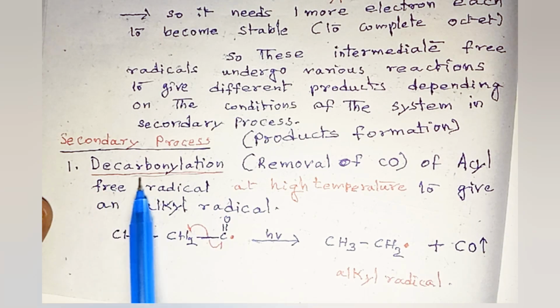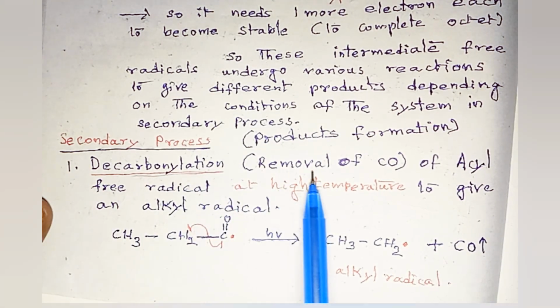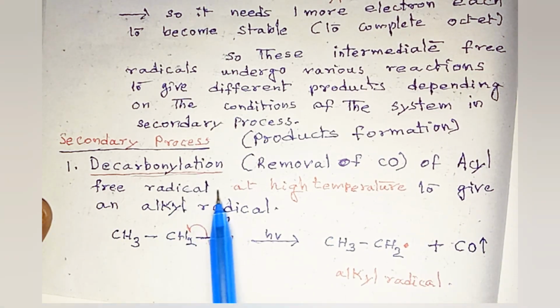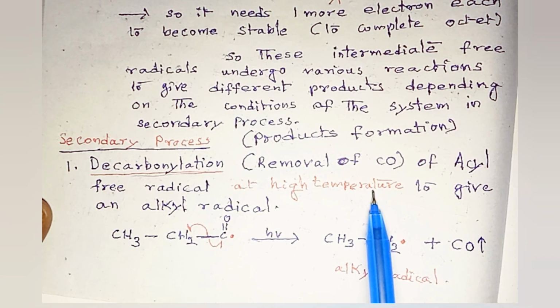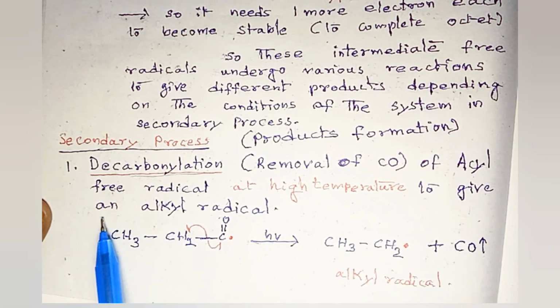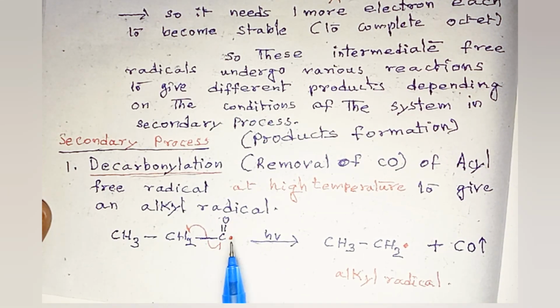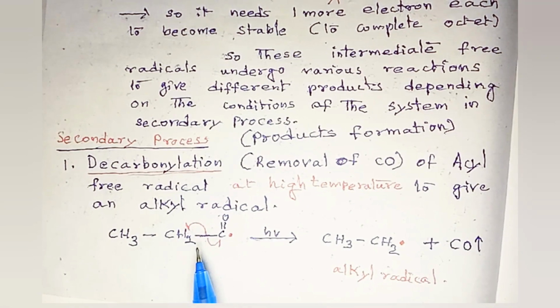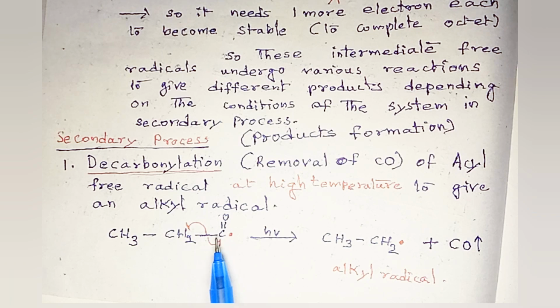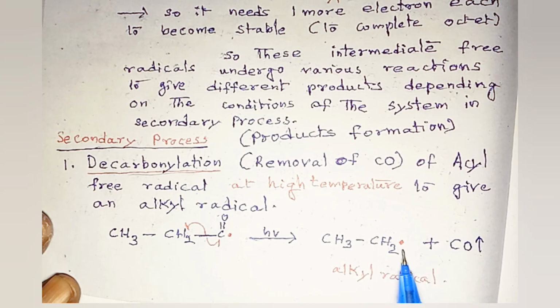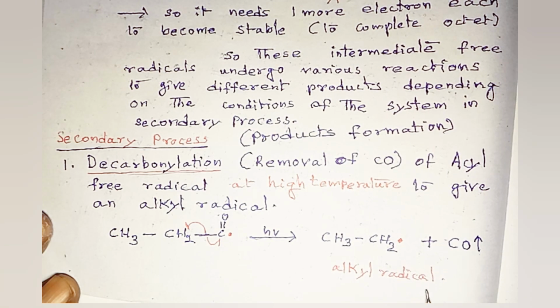First process is decarbonylation. Decarbonylation means removal of carbon monoxide from the acyl free radical at high temperature to give an alkyl radical, CH3CH2 C double bond O. This bond between CH2 and C double bond O cleaves homolytically to give CH3CH2 radical plus carbon monoxide. This CH3CH2 radical is called an alkyl radical.